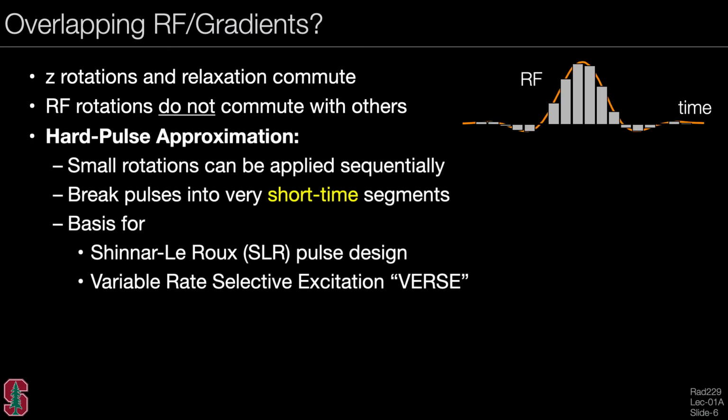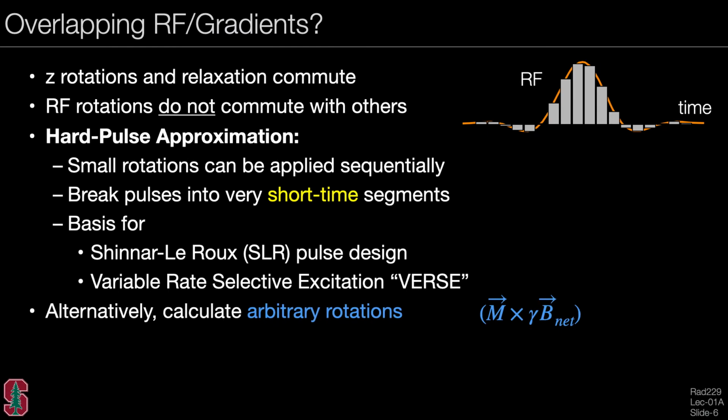The hard pulse approximation is used in RF pulse design and other applications. And in this approximation, we actually apply small rotations sequentially. So if these rotations can be broken into very small time segments, then they approximately can commute. So what we do is we break up the pulse, as shown here in the top right, into small segments. And for each segment, we'll have a rotation about mz and a rotation about one of the transverse axes due to the RF pulse. And this is the basis for Shinnar-Le Roux pulse design, as well as variable rate selective excitation.